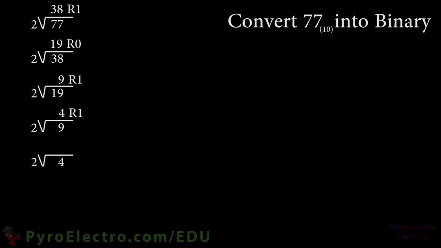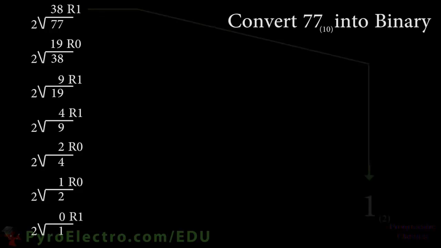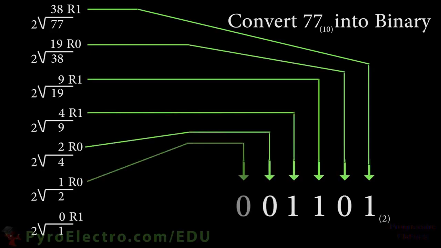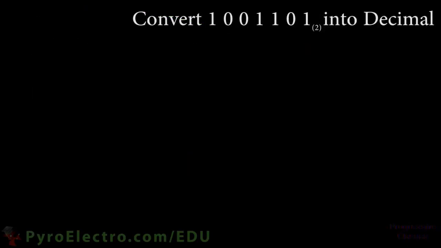Bring the 4 down. 4 divided by 2 equals 2 remainder 0. Bring the 2 down. 2 divided by 2 equals 1 remainder 0. Bring the 1 down, and 1 divided by 2 equals 0 remainder 1. Now we put all of the remainders next to each other over here, and we find that the binary representation of 77 is 1001101.